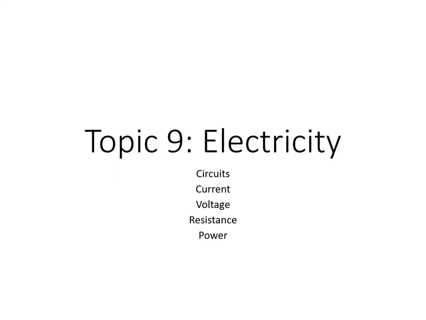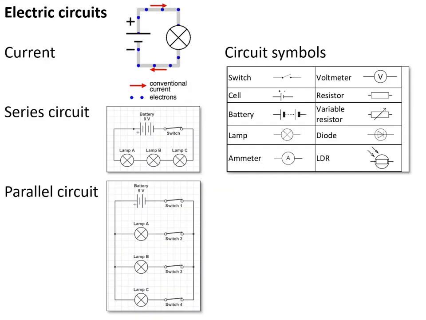Topic 9, electricity. This talks about circuits, current, voltage, resistance, and power. Now, first of all, the basics of an electric circuit. An electric circuit, we need to have a clear path travelling from negative all the way back round to the positive. Okay, and that's for the electrons to flow around.